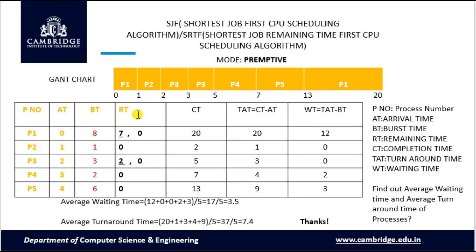Now what is the first step? We need to follow it. These are the given data: the first, second and third columns, that is process number, arrival time and burst time. What may be asked in the question? The question may ask to find out the average waiting time and average turnaround time of the processes.